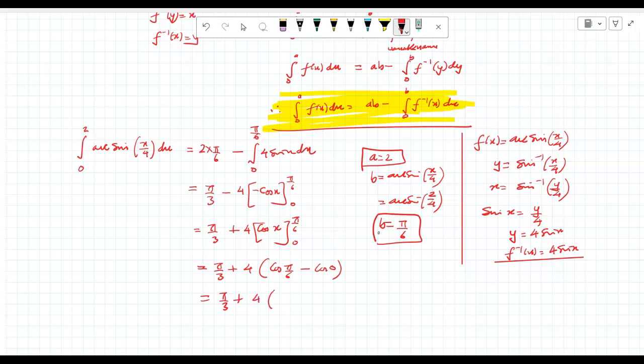Cos pi by 6 is cos 30, equal to root 3 by 2. Pi by 6 is 30, pi is 180. So that's your answer: pi by 3 plus 2 root 3 minus 4.